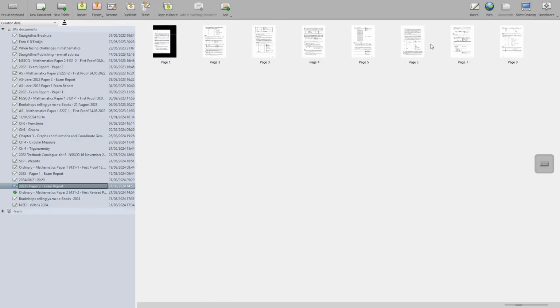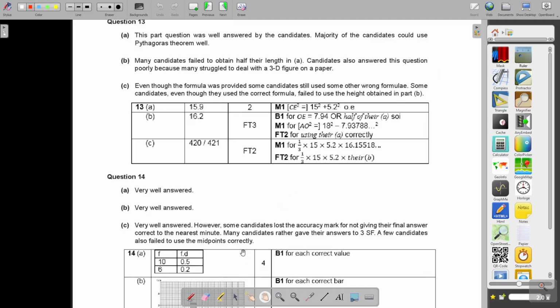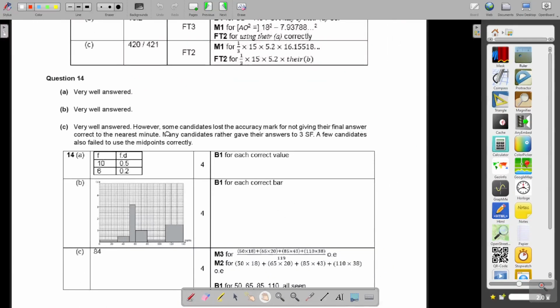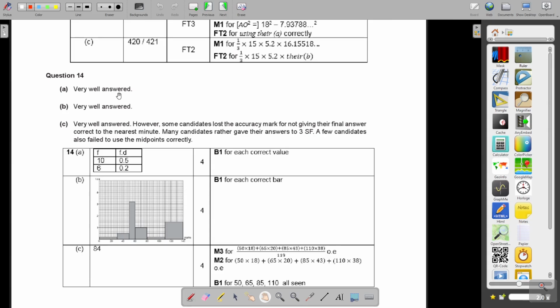Okay. So basically, if I go to the exam report, it's number 14. Very well answered. Okay, excellent. Very well answered. Excellent. Very well answered. However, some candidates lost the accuracy mark for not giving their final answer correct to the nearest minute. Oh, we must still do that one.